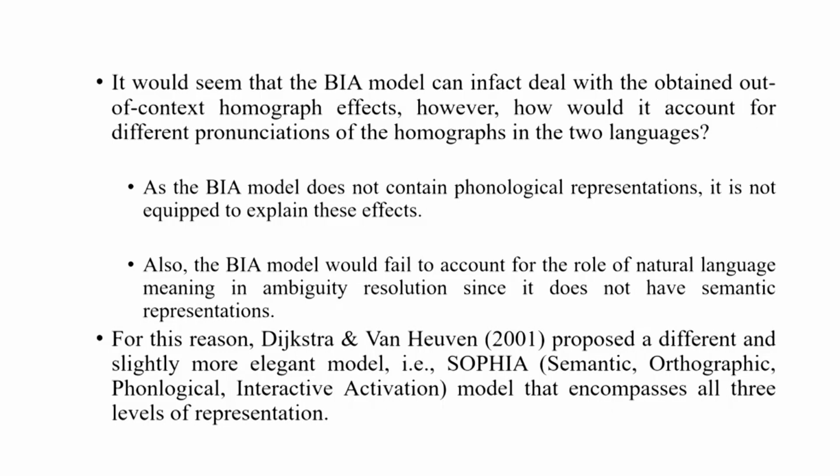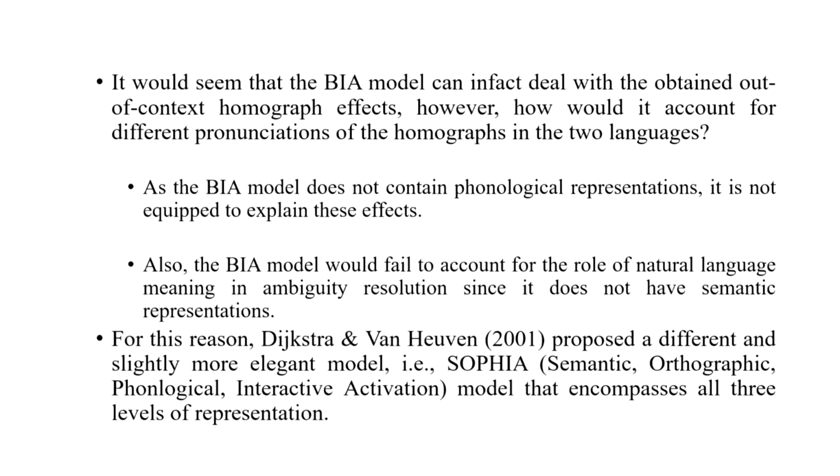Now, it would seem that the BIA model can in fact deal with the obtained out of context homograph effects. However, how would it account for different pronunciations of homographs in the two languages? As I said, the word room in English is pronounced differently and it is pronounced very differently in Dutch, alright. So, since the BIA model does not contain phonological representations, it is not really equipped to explain these effects.